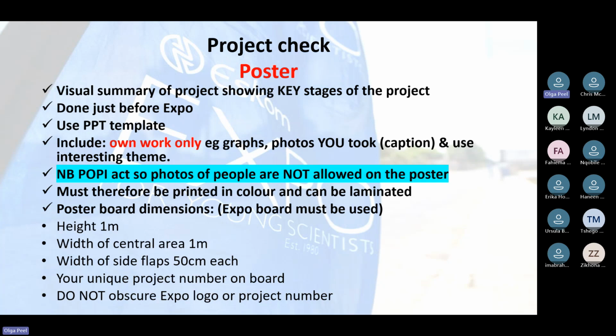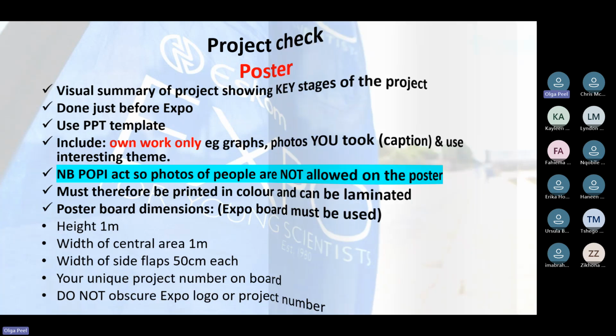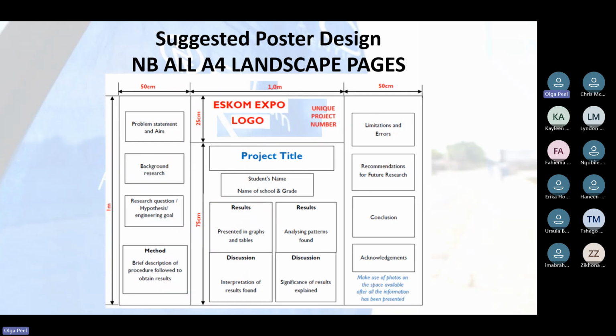The poster board dimensions are given there. Okay, height 1 meter, central area another meter wide, so it's a meter squared, 2 side flaps of 50 centimeters, and there will be a unique project number and the Expo logo, and don't put anything over them, please. Here's the poster design. Okay, this is a suggested layout, but basically the poster starts top left and ends bottom right. So we go in a logical order.